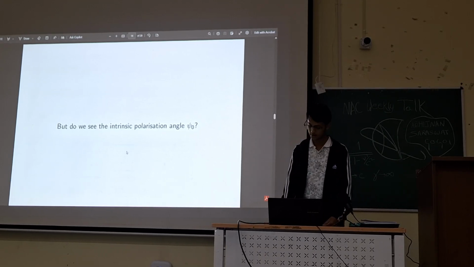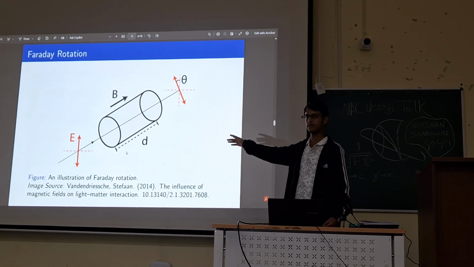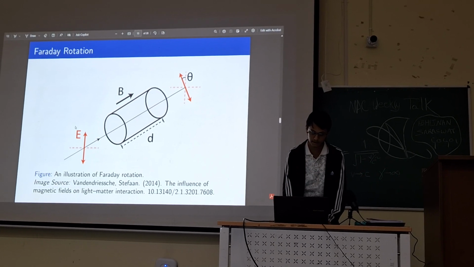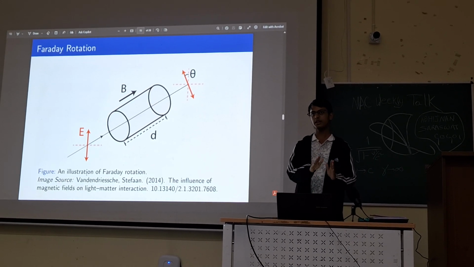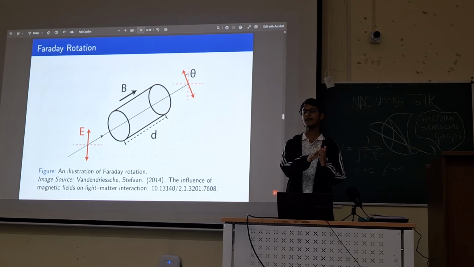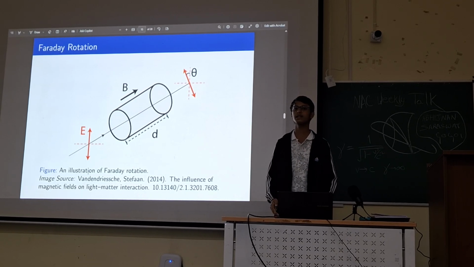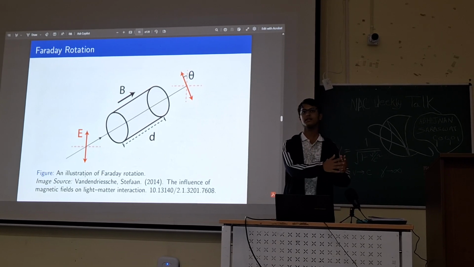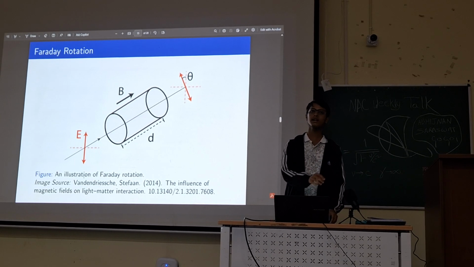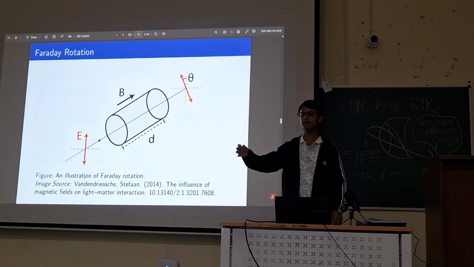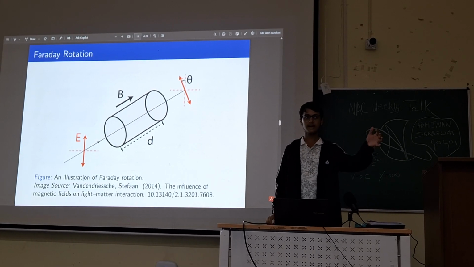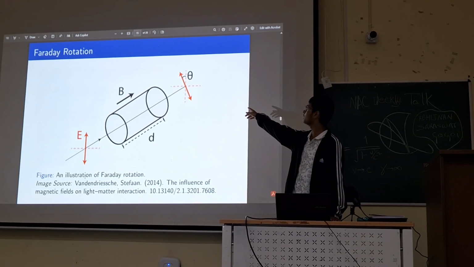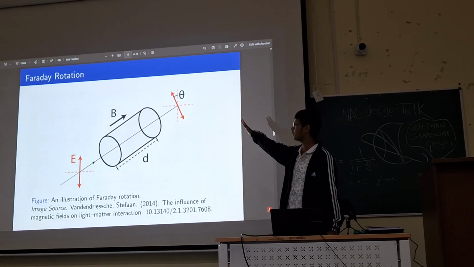So the thing is that there's something called Faraday rotation. Faraday rotation is basically a phenomenon where linearly polarized light passes through some magnetoionic medium. So what is a magnetoionic medium? Basically it has ions, and there's a magnetic field present. When linearly polarized light passes through this medium, the polarization angle rotates by some amount.